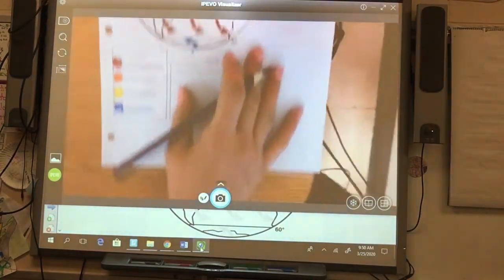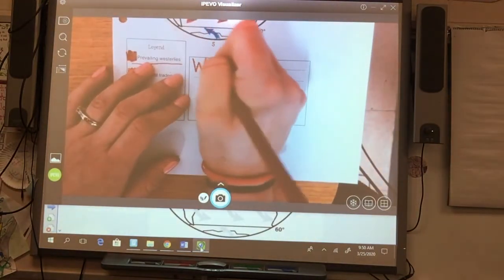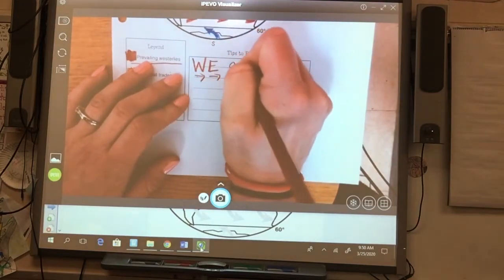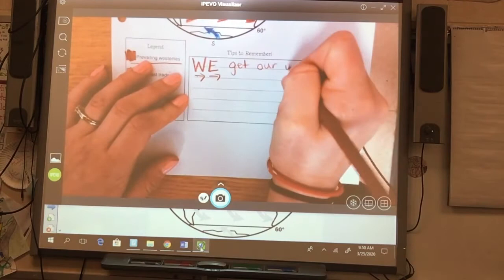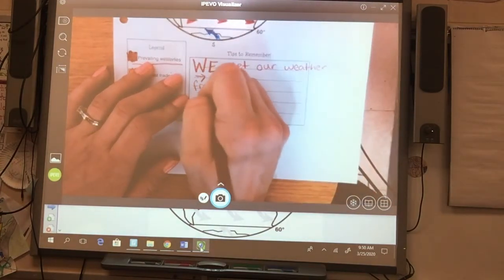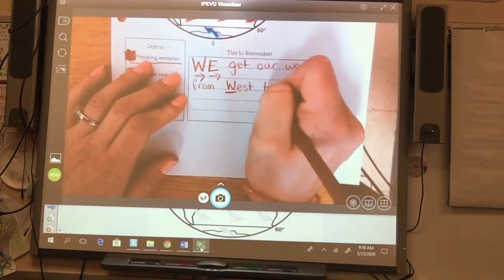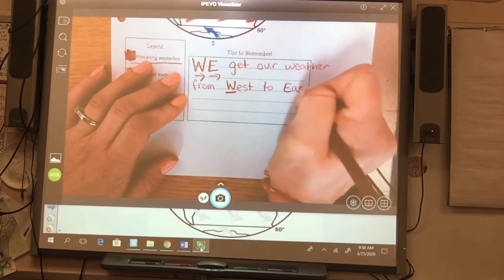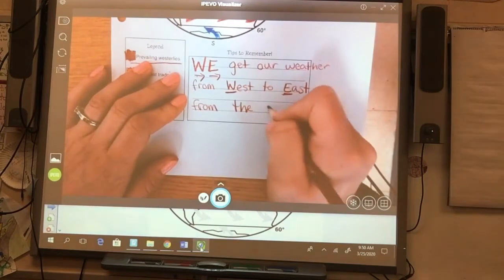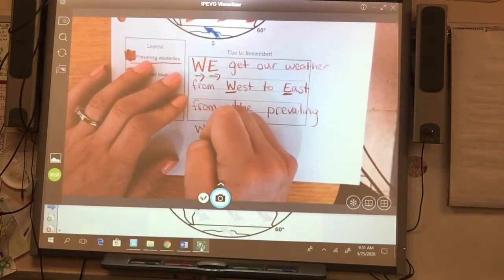I want you to go ahead and write: we get our weather from west to east, from the prevailing westerlies.